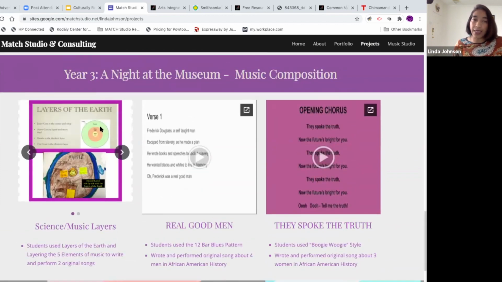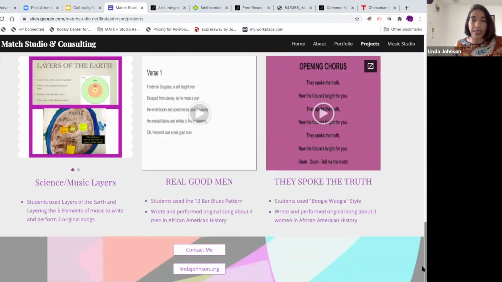And then the last year I did a night at the museum, and all of us got together, theater, art, dance, and music. And we came up with a whole night at the museum where people came to visit. And the music part was the kids did the layers of the earth and learned how to layer music just like the layers of the earth. And then they wrote a song using a 12-bar blues pattern.